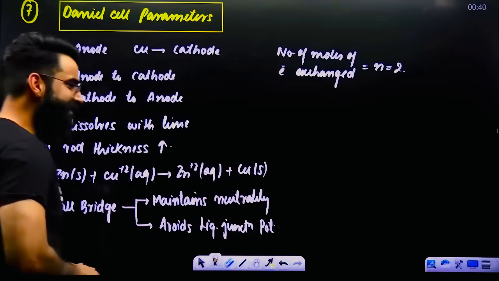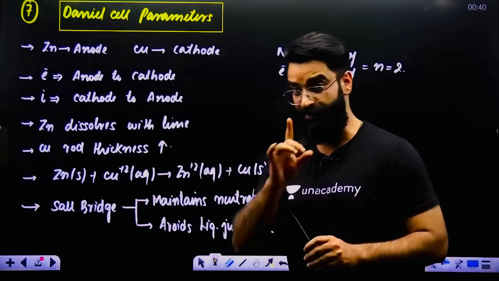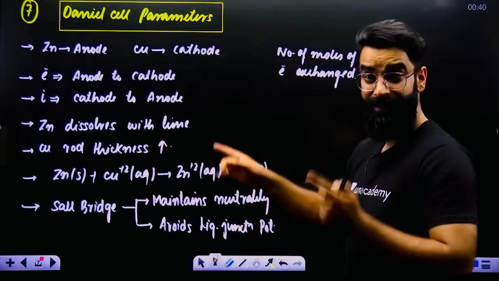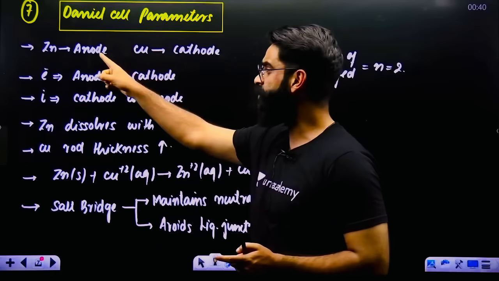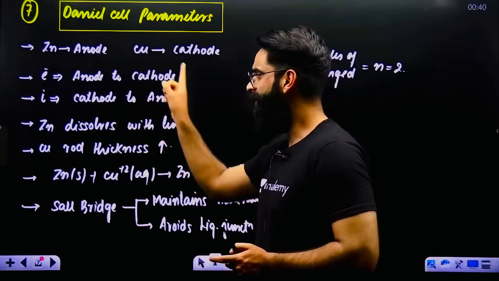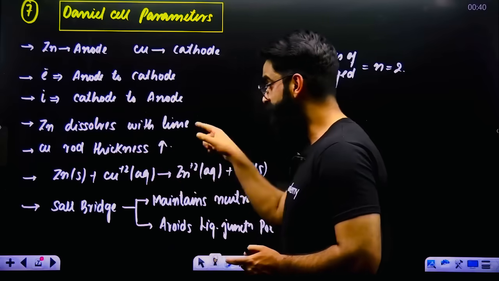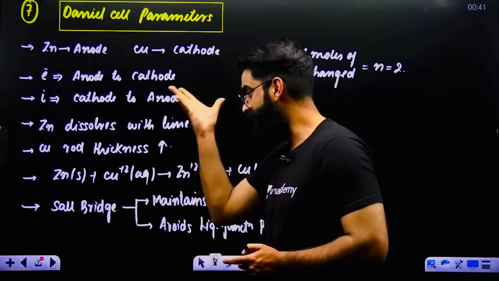Now, Daniell cell parameters. There might be some theoretical questions which would be asked about the Daniell cell. You have to remember all of these things which I'm telling you over here. In case of Daniell cell, your zinc electrode behaves like the anode, copper behaves like the cathode. Electron flows from anode to cathode, current flows from cathode to anode in the external circuit. Zinc rod dissolves with time, copper rod's thickness increases with time.